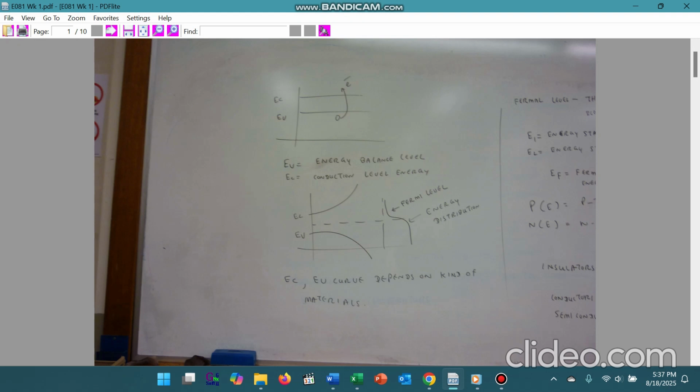So EV is equal to the valence energy level, and EC is the conduction level energy. When the electron receives the conduction level energy, the electron starts moving. Therefore, we can see the electron level depends on the kind of material, and we can draw the energy level for each kind of material. In some materials this is the EV here, and in some materials the EC. Some go this way, some go that way, and some are horizontal like this. So the EC and EV gap can be drawn like this, depending on the kind of material.